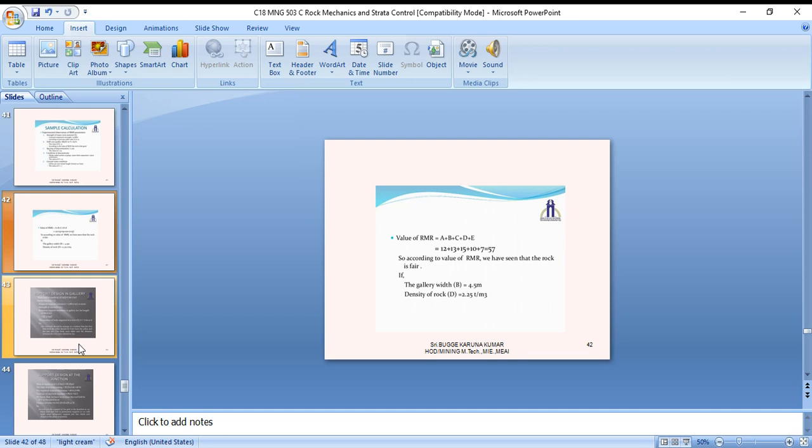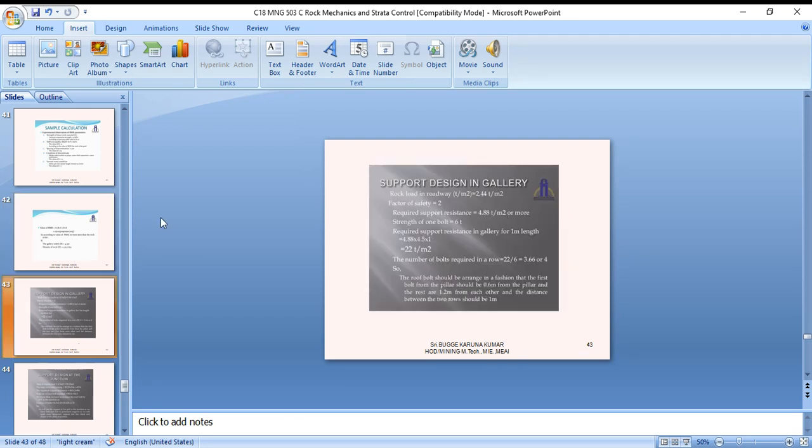The gallery width is 4.5 meters. The density of the rock is particular. That can be used for estimation. For example, a support design in the gallery. See it here, the simple methodology.